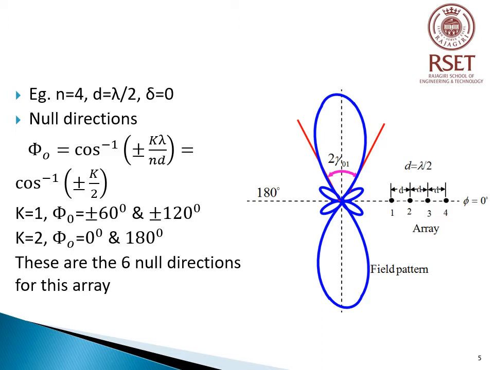So if we substitute k equal to 1, what happens to phi naught? We get plus or minus 60 degree and plus or minus 120 degree. Okay, and for k equal to 2, what happens? We'll get phi naught equal to 0 degree and 180 degree. So we get the 6 nulls for 4 sources separated by a distance d equal to lambda by 2 for a broadside array. So it is plus or minus 60 degree, plus or minus 120 degree and 0 degree as well as 180 degree, as shown in the figure.